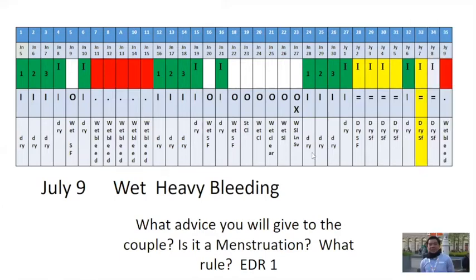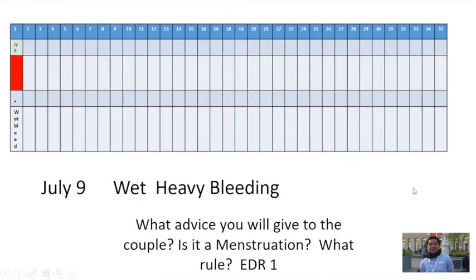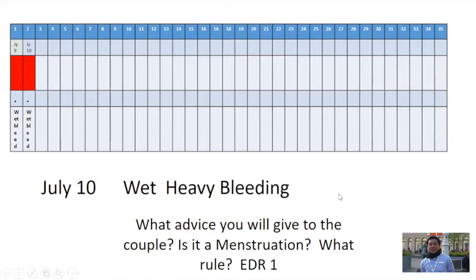What makes it a menstruation? Because there is a peak day. The peak day happens on June 27. If there is a peak day, automatic, there is a menstrual bleeding that will commence. So this is a new cycle. So if this is a new cycle, we need to place this in a new chart. This is July 9 menstruation. If it is a menstruation, we apply EDR1. Avoid intercourse during the days of bleeding. July 9. No genital contact for the couple.